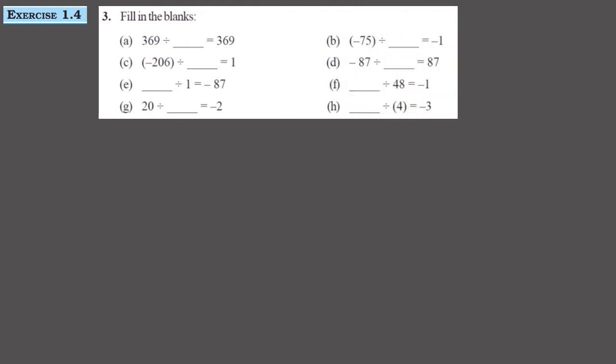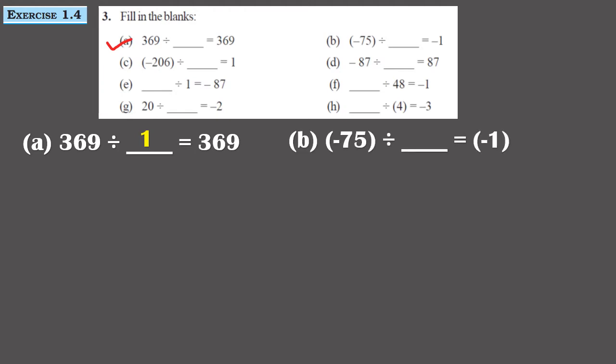Fill in the blanks using the properties. So 369 divided by dash equal to 369. So what we have to divide? Yes, we have to divide by 1. That is multiplicative identity. So 1.